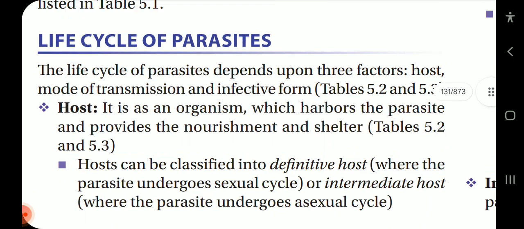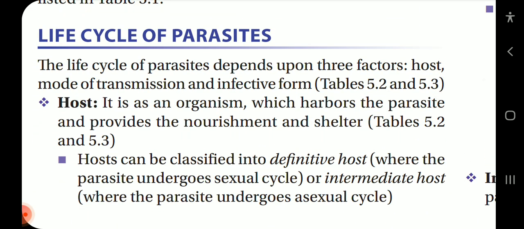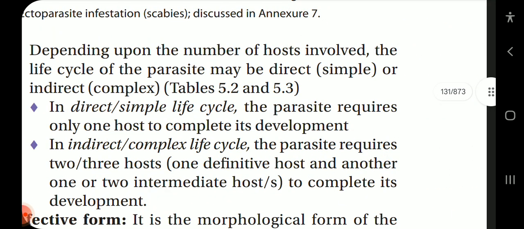Okay, now the life cycle of parasite. The life cycle of a parasite depends upon three factors: host, mode of transmission and the infective form. Host is an organism which harbors the parasite and provides nourishment and shelter. Hosts can be classified into the definitive host, where the parasite undergoes the sexual cycle, or the intermediate host, where the parasite undergoes the asexual cycle.